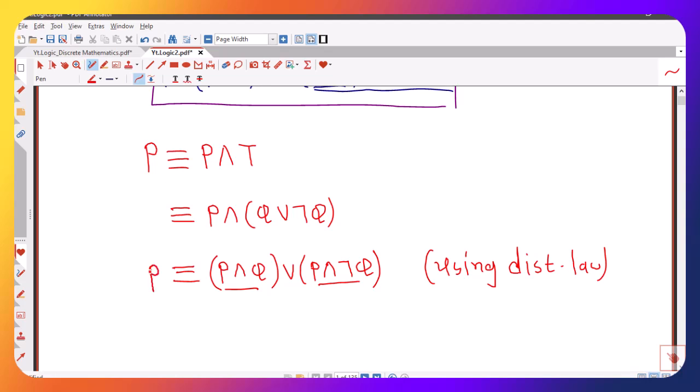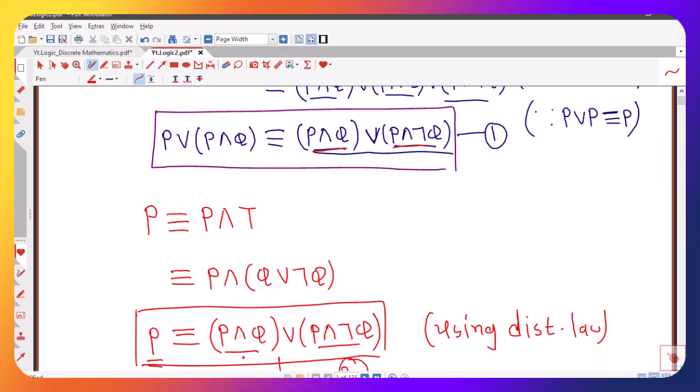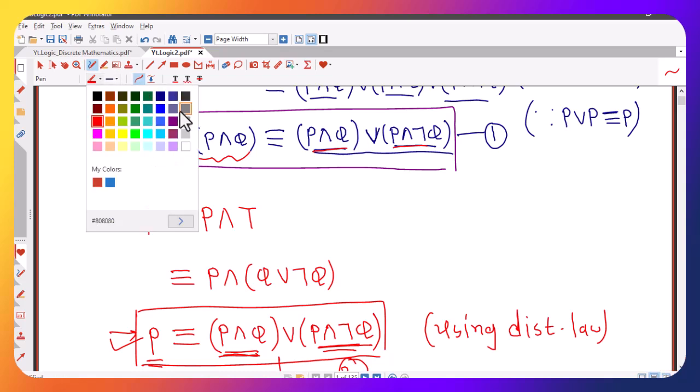So this is nothing but the principal disjunctive normal form of the other formula, capital P. And now we can compare 1 and 2. Here we can see we have P and Q, P and negation Q, and same thing here, P and Q, P and negation Q. That means P or P and Q, and P, have the same principal disjunctive normal form. Therefore from this we can say that these two formulas are equivalent. And we can use this fact also.